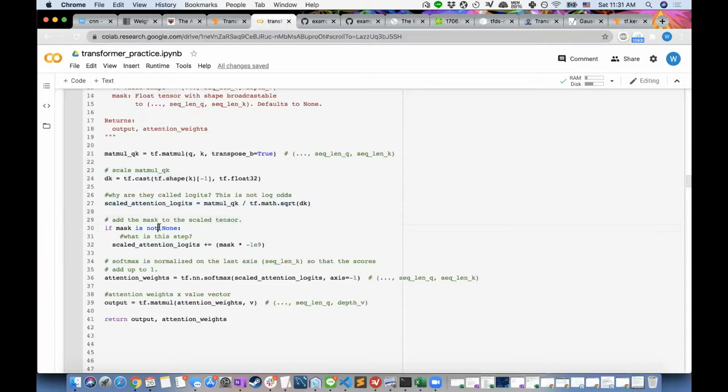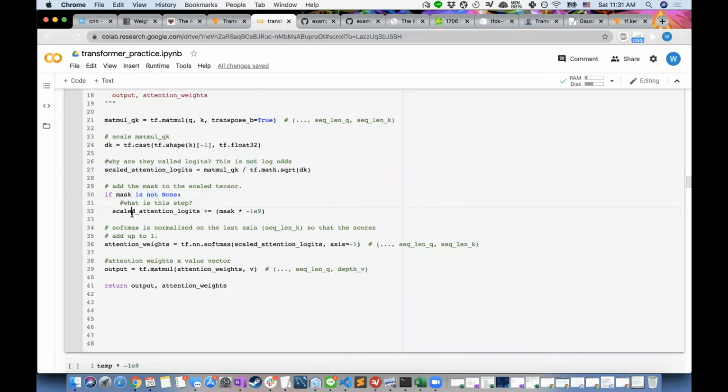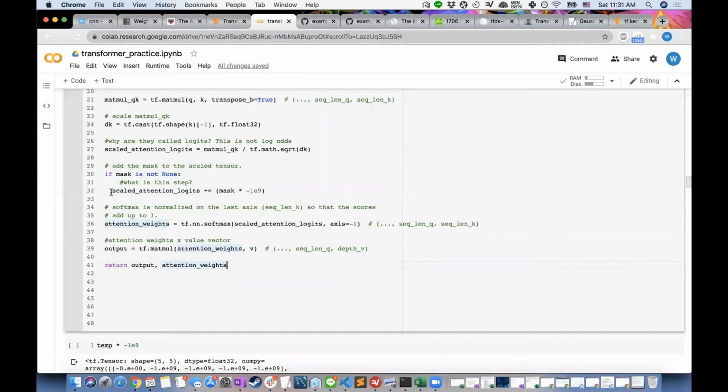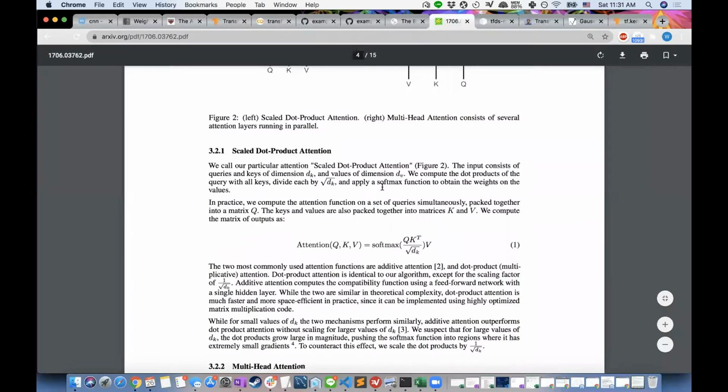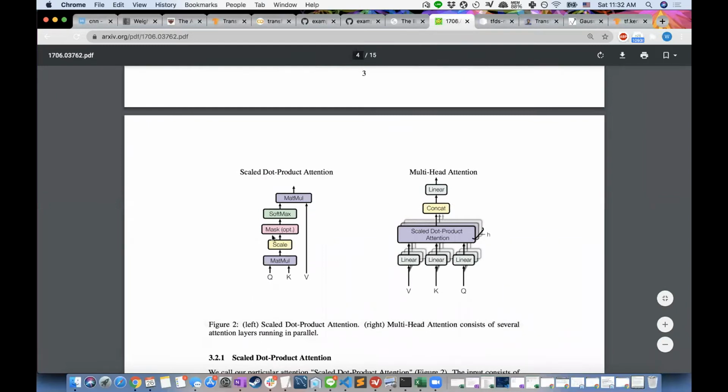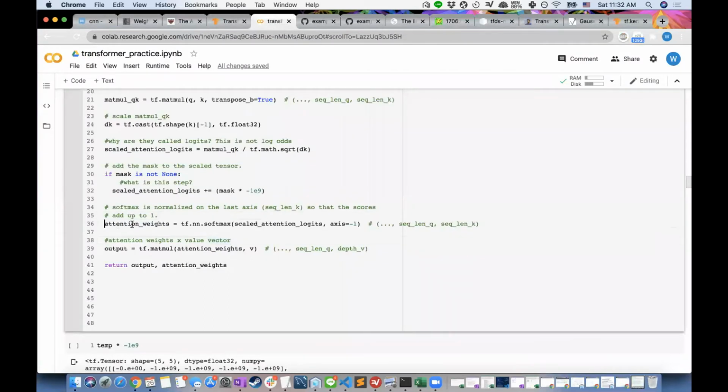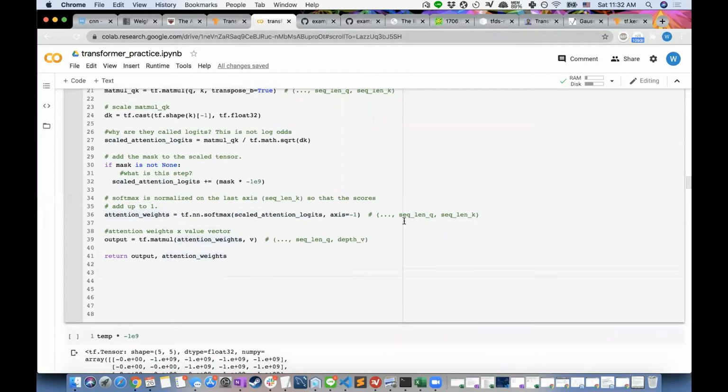And that's this step. If the mask is not none, so if we're passing a mask, we mask that, okay? Then you mask the scaled attention logits, and it's right here, right? So after you scale, you mask it before you softmax it. Okay, then you softmax it. Attention weights now equal tf.nn.softmax; scaled attention logits, you pass into that, axis equals -1. You basically softmax along the axis of this. That's the -1.